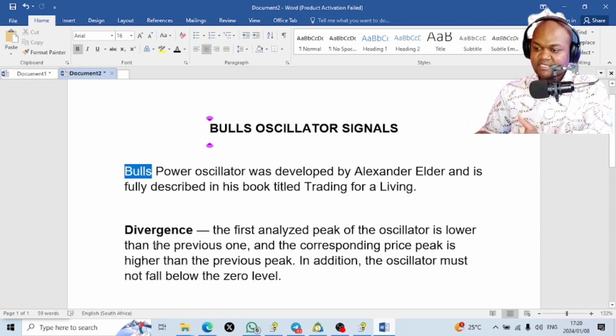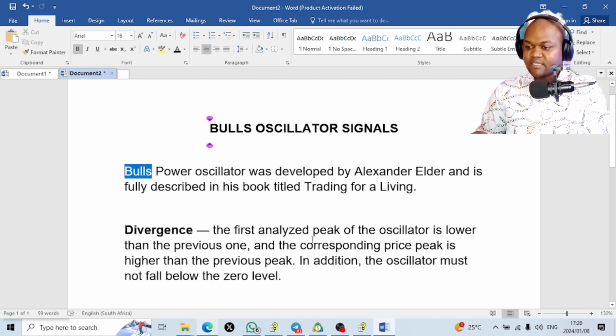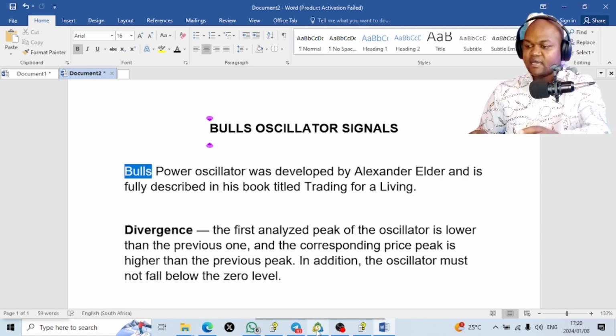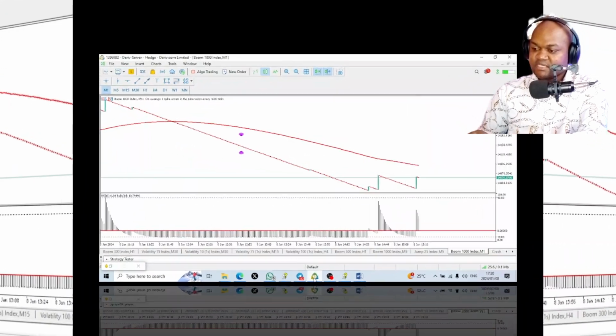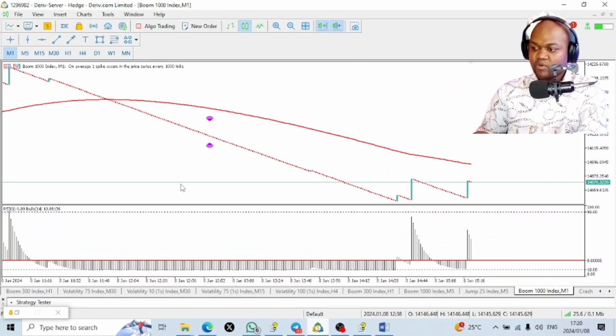With the divergence, when we're looking at it using the boost power oscillator indicator, the first analyzed peak of the oscillator is lower than the previous one, and the corresponding price peak is higher than the previous peak. In addition, the oscillator must not fall below the 0 level. But in our case, I'll show you something totally different. We're going to make some slight changes, tweak it and include our own ideas.